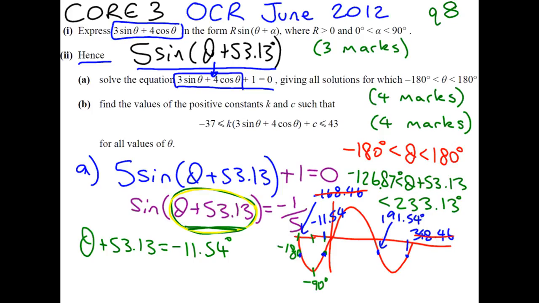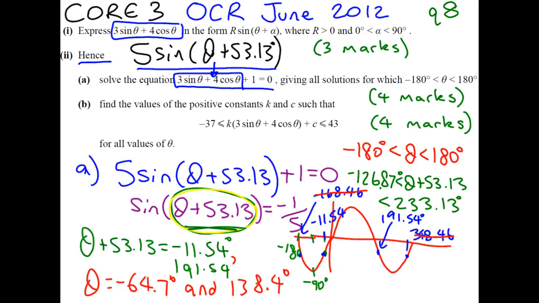So we've got two answers for theta plus 53.13: minus 11.54, or 191.54. Obviously, we want to find theta, so you need to take away 53.13 from each of these answers here. Okay, and we get minus 64.7 degrees and 138.4 degrees, which is your final answer.